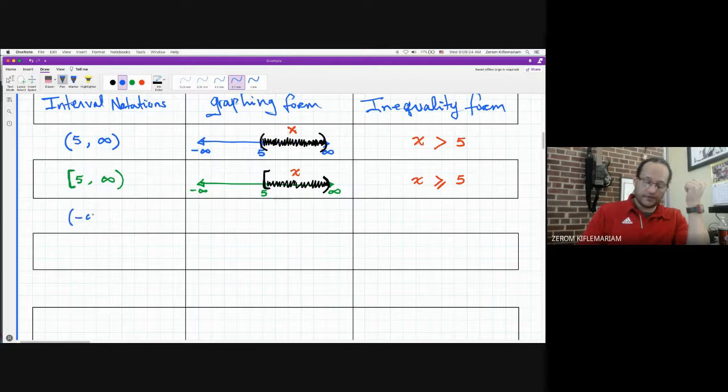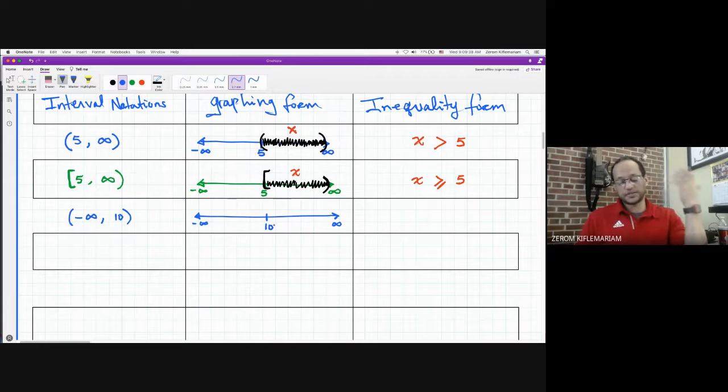Another one from negative infinity. Let's go ahead and say 10. Negative infinity, positive infinity, the number I'm interested in is 10. So the shaded area is what? Between negative infinity and 10. So I'm going to shade this portion. So 10 is a parenthesis, which means it's not included. So it's going to be a parenthesis for the infinity as well.